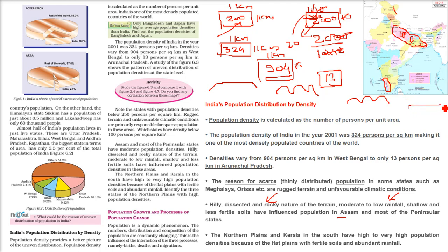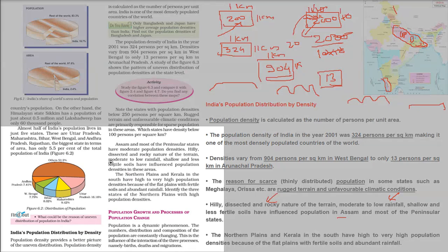Why? Because they have a flat plain, the soil is quite fertile, and there is abundant rainfall, like the rain is coming in a quite acceptable amount, in centimeters or millimeters. Then the most important thing apart from this is the climate. The climate is good for a human being to live.